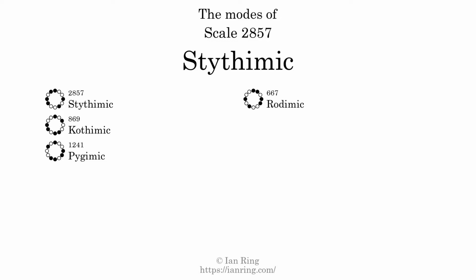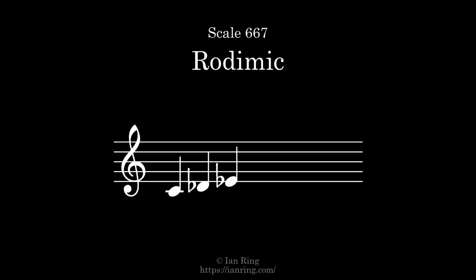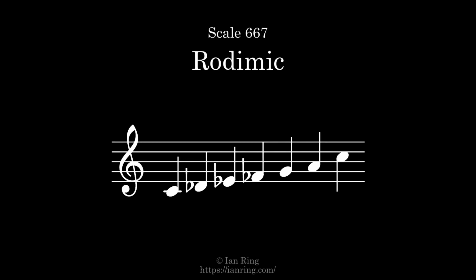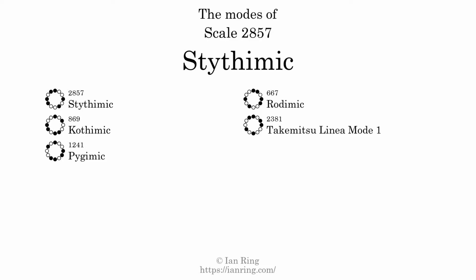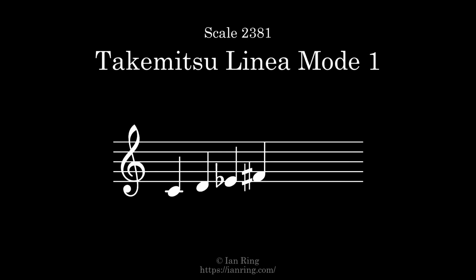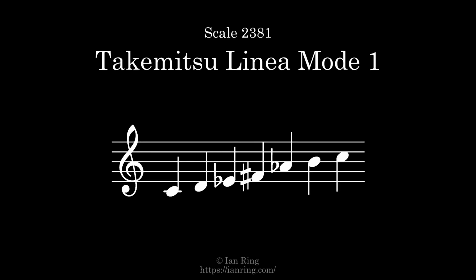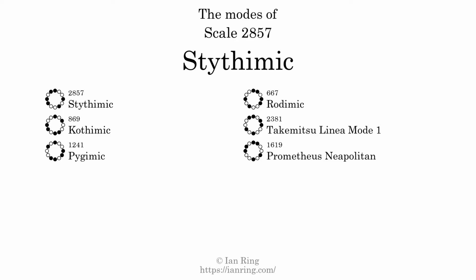The fourth mode is scale 667, also known as Rhythmic. It sounds like this. The fifth mode is scale 2381, also known as Taukamitsu Linear Mode 1. It sounds like this. The sixth and last mode is scale 1619, also known as Prometheus Neapolitan. It sounds like this.